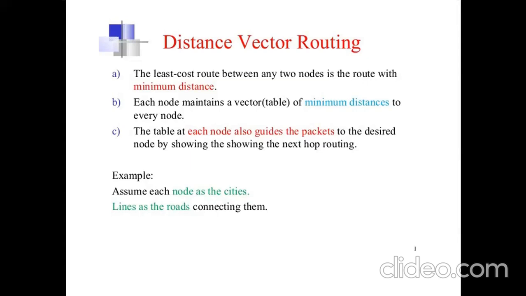For example, assume that each node is a city. So we have different cities, and the lines are the roads connecting them. Those lines are the roads you travel from one city to another, and we find the shortest path between one city and another. The same way it is applicable here, from one node to another node, where one is the source node and one is the destination node. Between them, we identify the minimum shortest distance with the help of this distance vector routing algorithm, also called DVR.